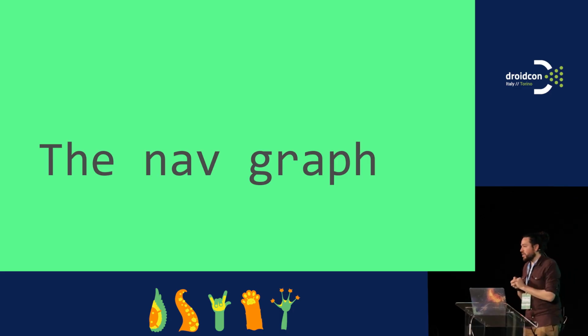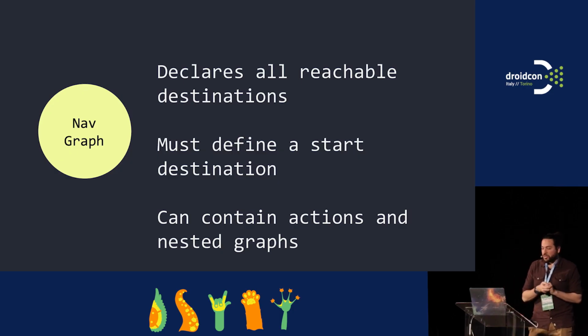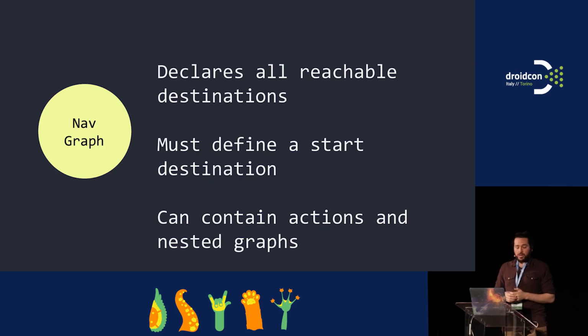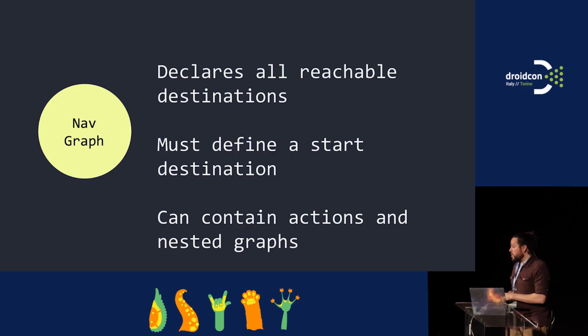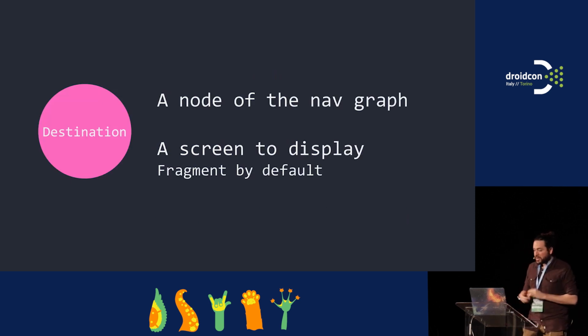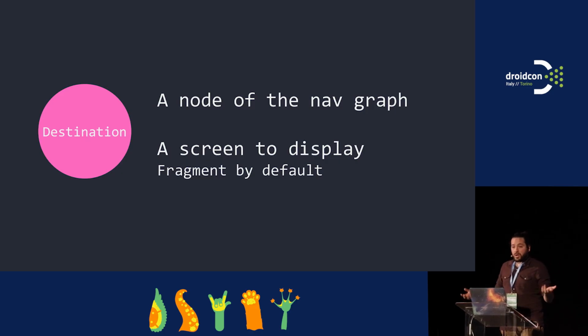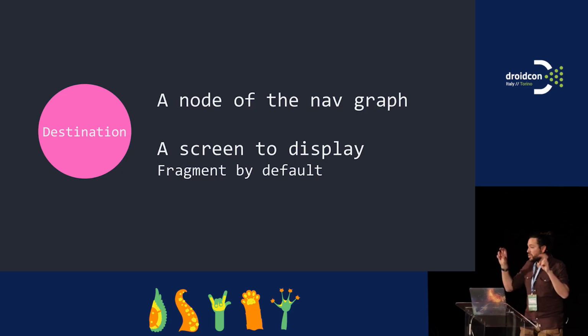OK, let's dive in a little bit on the nav graph now. The nav graph, as I told you, will declare all the reachable destinations, right? And there is this constraint that you have to define one and only one start destination of your graph. It will also contain actions. You've seen that, right? A destination is one node of this graph, is one screen. It's one screen to display, and by default, it's a fragment, because on nav component, the default destination is a fragment.